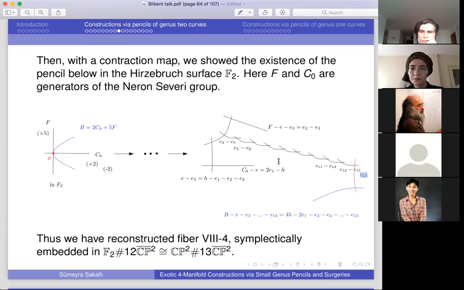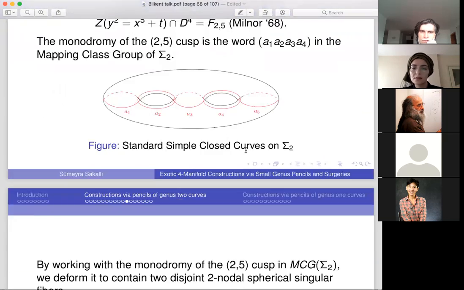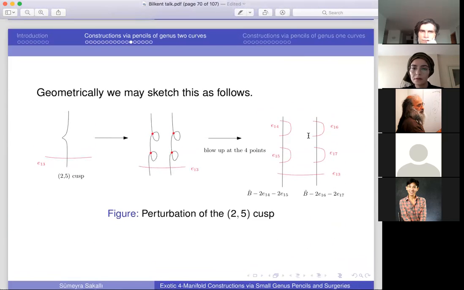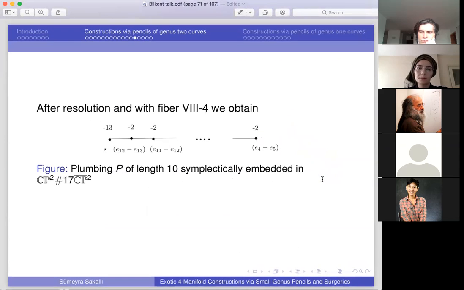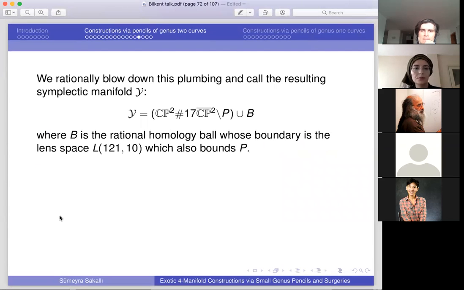We take this long chain, and with the existence of the section, we know that we also have these additional spheres. And we do symplectic resolutions, and we use most of them. And we obtain such a plumbing diagram from those spheres, and it's lying inside this 4-manifold. And then, as you may guess, we do rational blowdown. So from that manifold, we take out that plumbing, and we replace it by the rational homology ball. And this is our manifold. We call it Y, and it is symplectic.